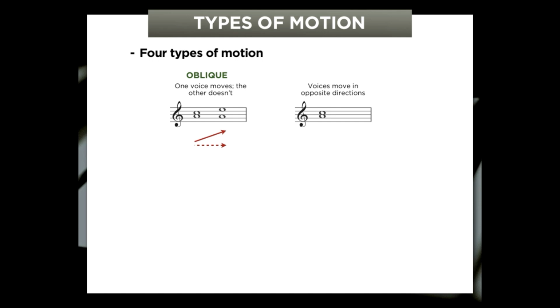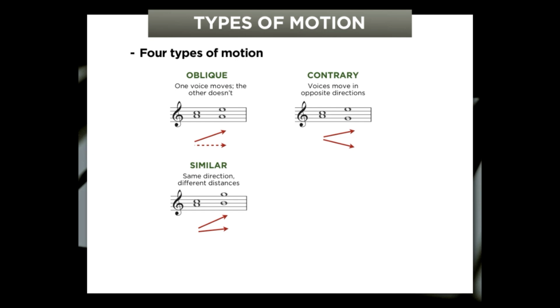The second type is when you have voices moving in opposite directions. And that's called contrary motion. Here we have voices moving in the same direction but by different distances. And that's called similar motion. Notice that the bottom voice moved by a step and the top voice moved by a fifth.